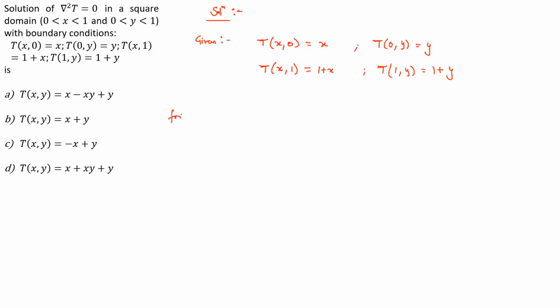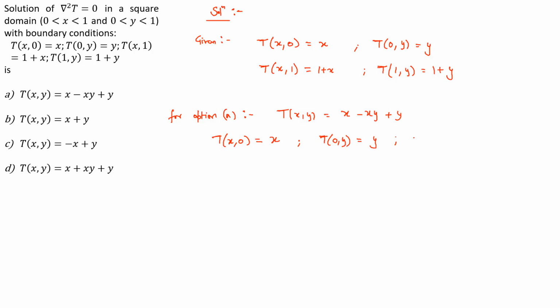So for option A, T(x, y) is nothing but x minus xy plus y, and let's try to apply the boundary conditions. So T at x is equal to x and y is equal to 0 will be x, so x stays and the xy term becomes 0. So the first boundary condition is satisfied. Let's see the second boundary condition, which is T at x is equal to 0 and y is equal to y, and this is also satisfied.